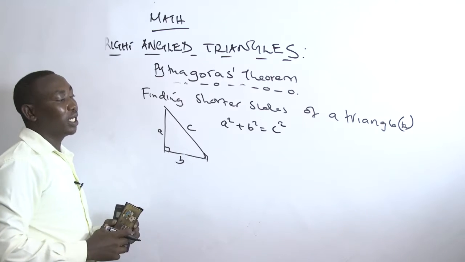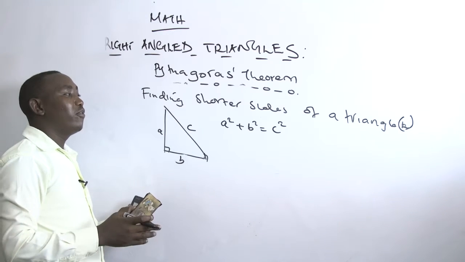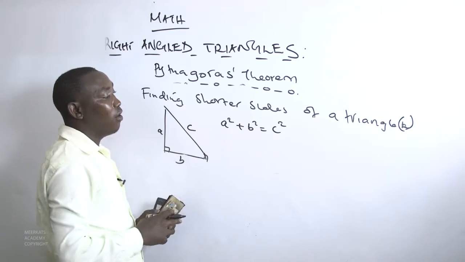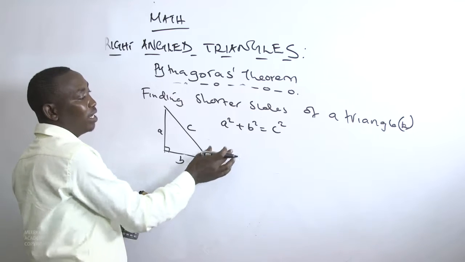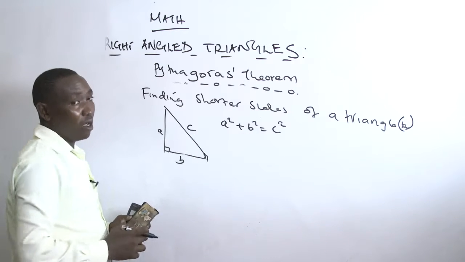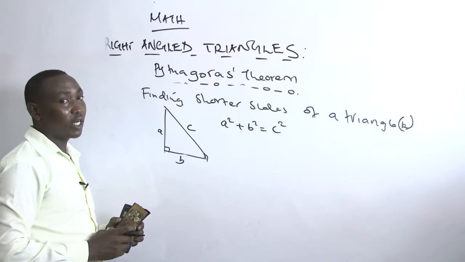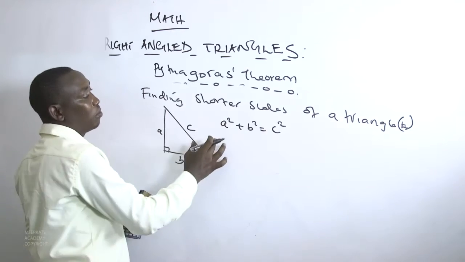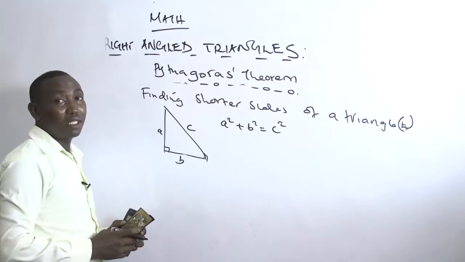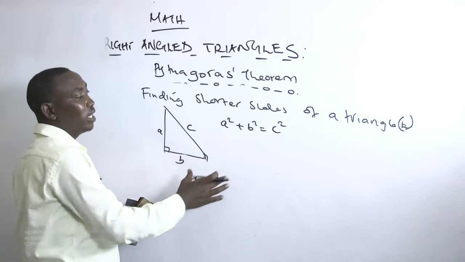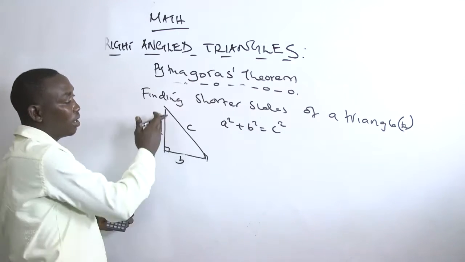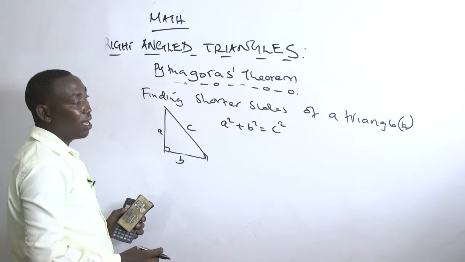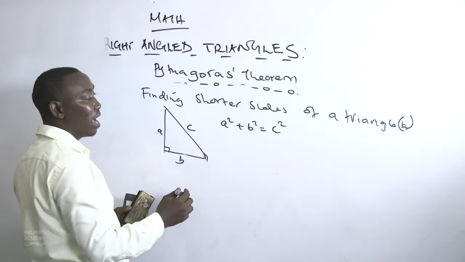That is the square of the shorter side. The sum of the squares of the shorter sides is equal to the square of the longer side. Now we are interested in finding either a or b, which are the shorter sides of our triangle. In this case, we'll seek to make either a or b the subject of the formula. If you want to find a, then we need to take b squared to the other side of the equal sign. That means we subtract b squared from both sides.